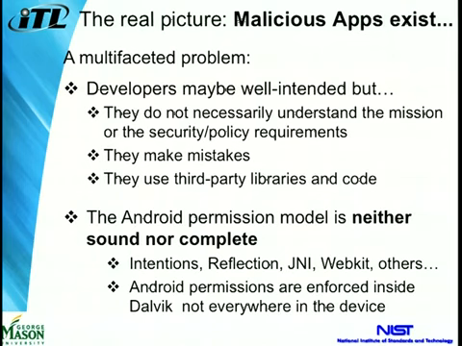Also, we found that there are a lot of loopholes: Intents, Reflection, JNI, WebKit, and others. And the permissions are enforced only at the beginning, never in real time. There is no location-based enforcement. There is no time-based enforcement. There is no question about permissions. Do you want me to connect to the network now? I'm about to transmit your location information to a remote server. Do you want me to do it?